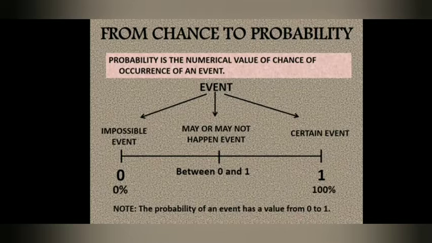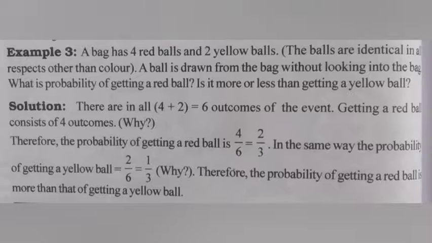In between comes the may or may not happen event. So the probability, that is nothing but the chance, takes a numerical value from 0 to 1. The probability of any event takes a value from 0 to 1.